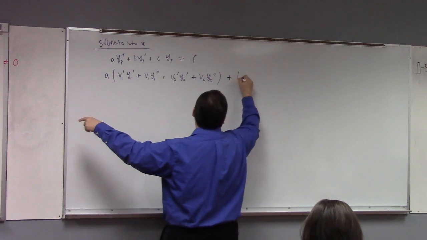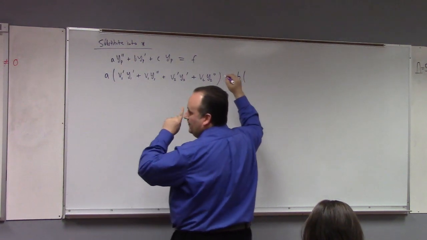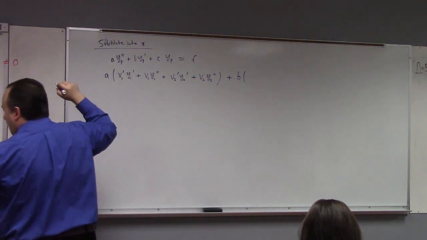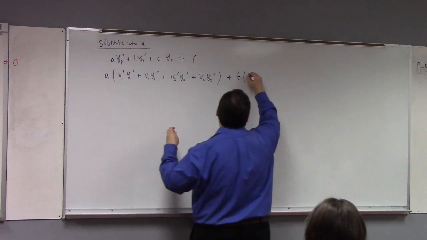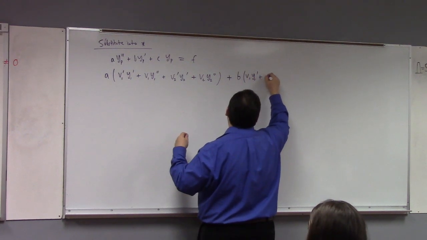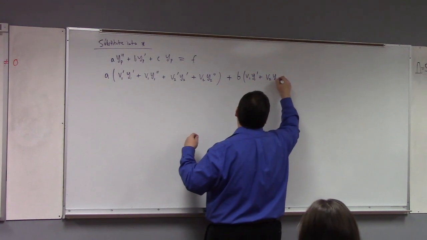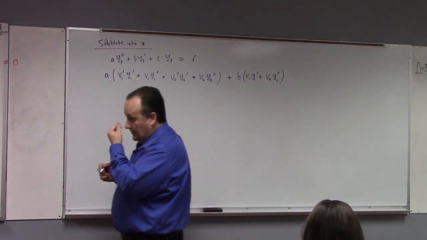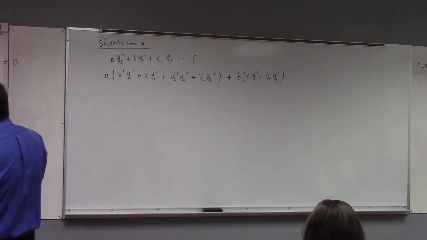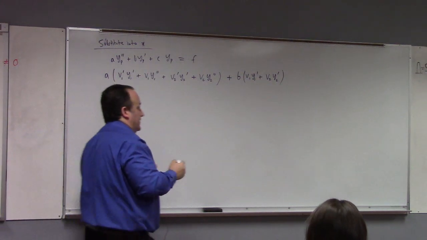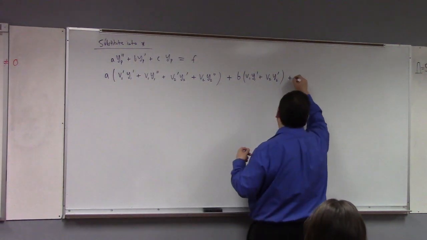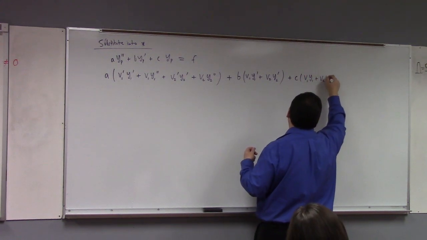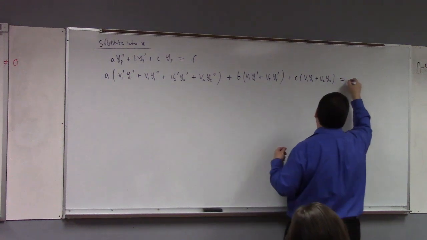plus b. What was my yp prime? Only two terms remained, right? So v1 y1 prime plus v2 y2 prime, if I recall correctly. And then finally the original guess, plus c times v1 y1 plus v2 y2. All of this is equal to f.